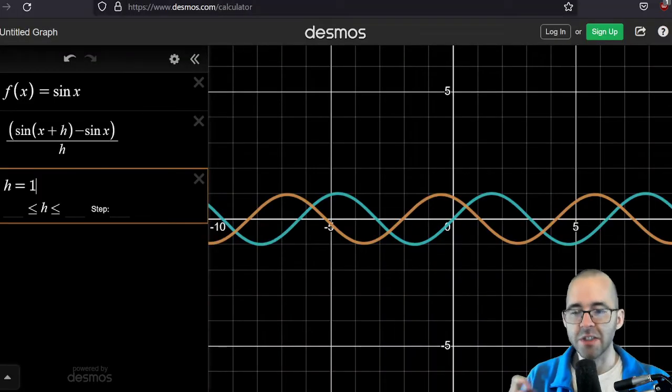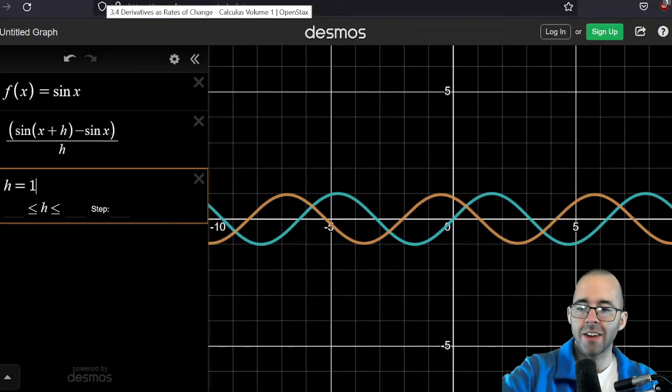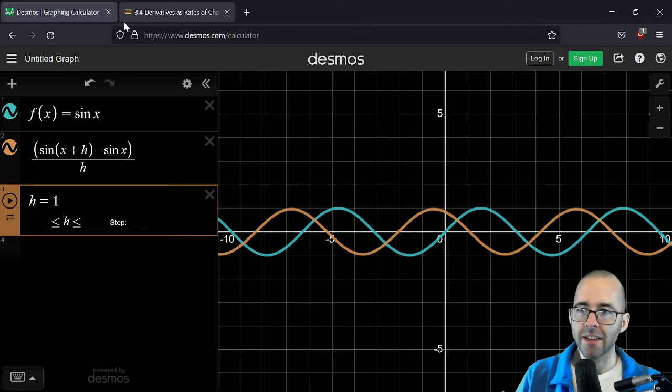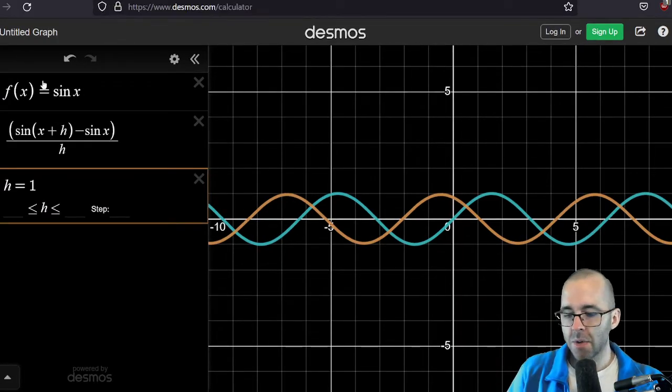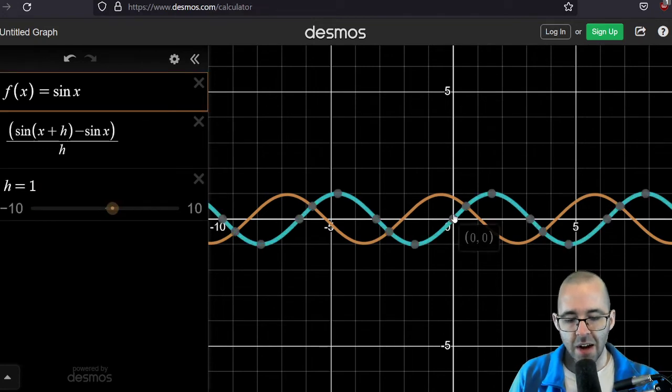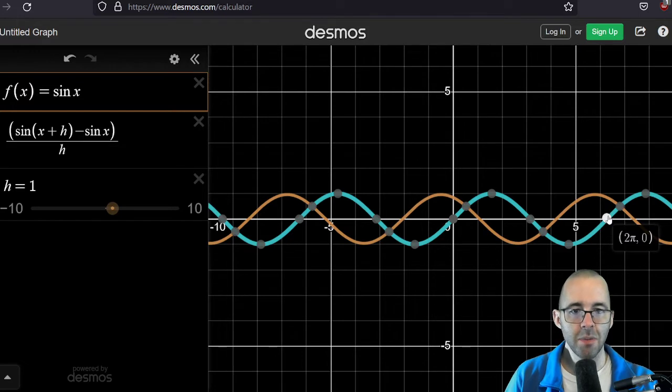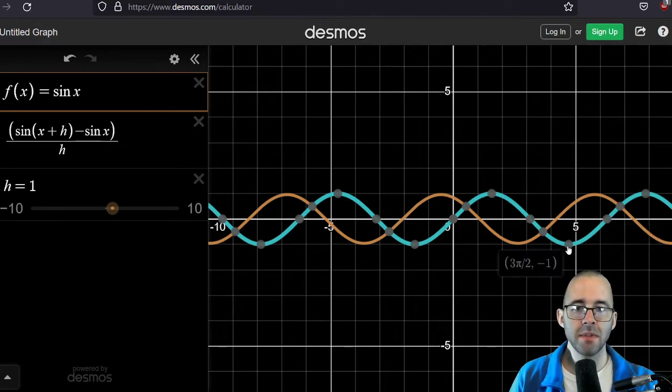So let's start by exploring, all right? And let me look at and talk about what you've got in front of you. So the blue graph, this blue graph, right? This is the graph of sine. So sine is 2 pi periodic. It repeats every 2 pi units and it oscillates between +1 and -1.